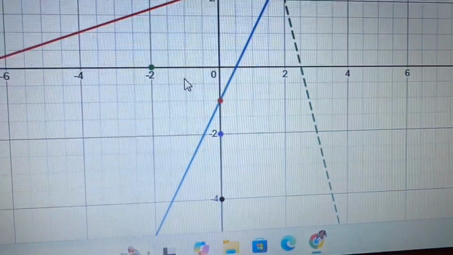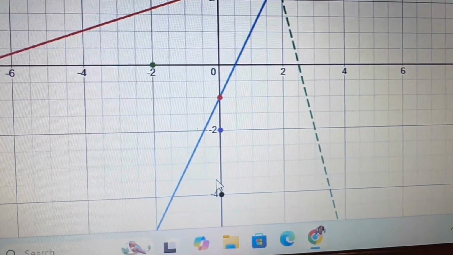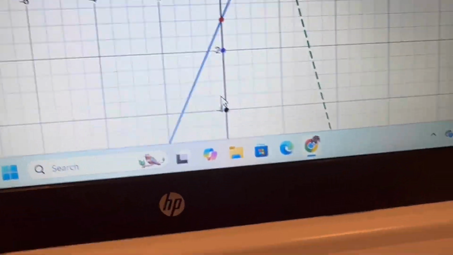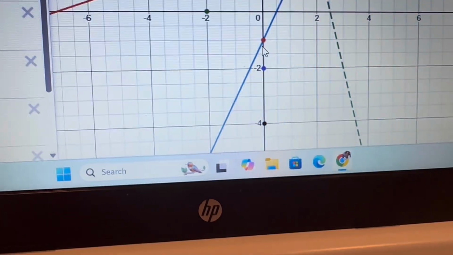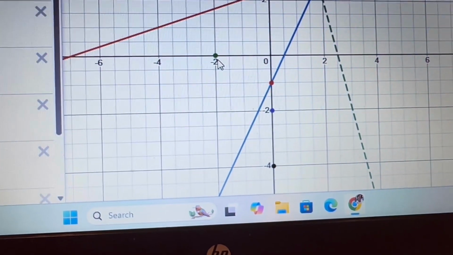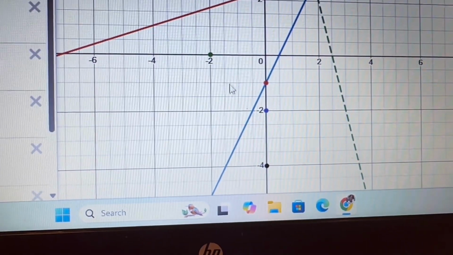Oh, there they are. 1, 2, 3, 4. Okay. So which points are greater or equal? Greater or equal to the blue. Is this green line greater? Yeah, it's above. It's up.